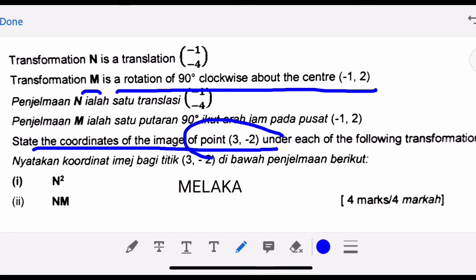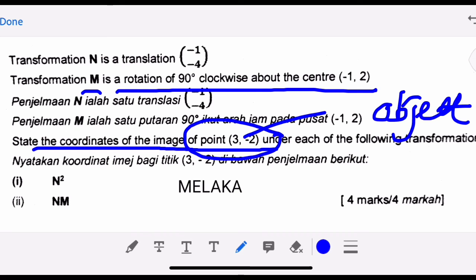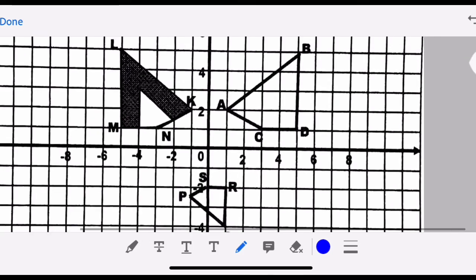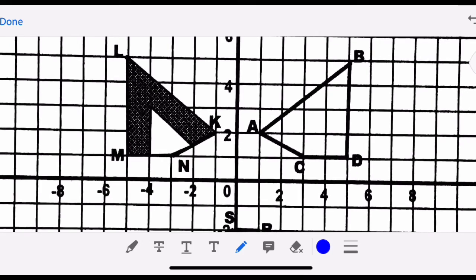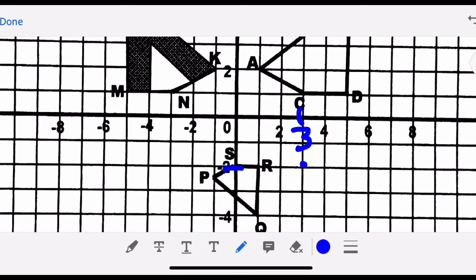That means (3, -2) is an object, right? Okay, so we will use (3, -2). We want to do N squared. That means we need to do translation twice. Let's go to (3, -2). Where's (3, -2)? Let's label 3 here, -2 here. This is the point.